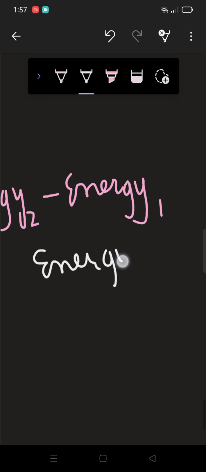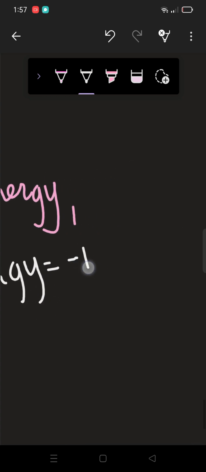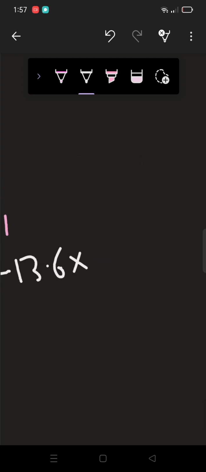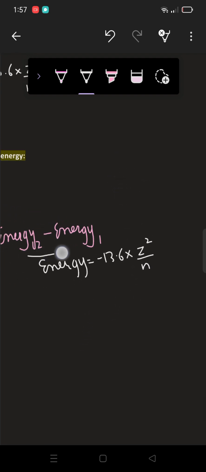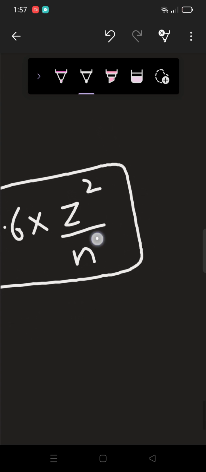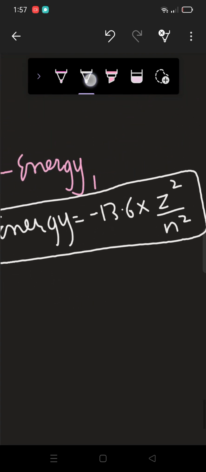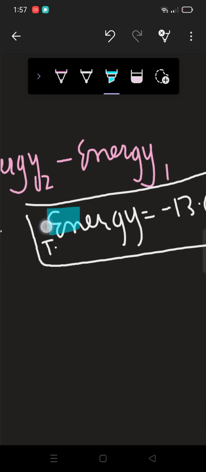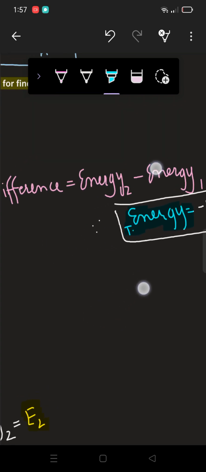Now we have the formula for finding the energy. The formula for finding the total energy was minus 13.6 into Z square by n square. This was for finding the total energy of any shell, TE. Let me highlight this as well. This is for total energy. Now we need to subtract E1 from E2.